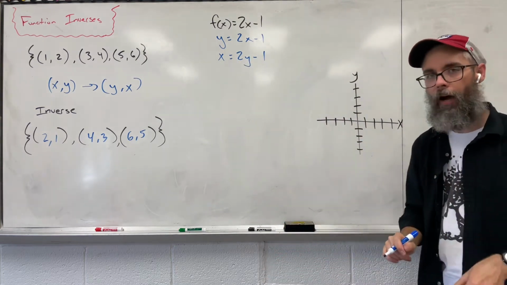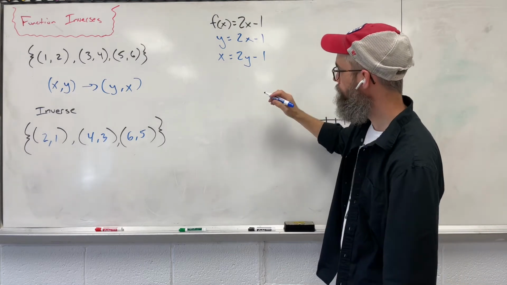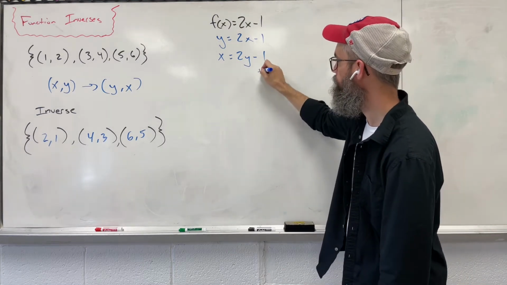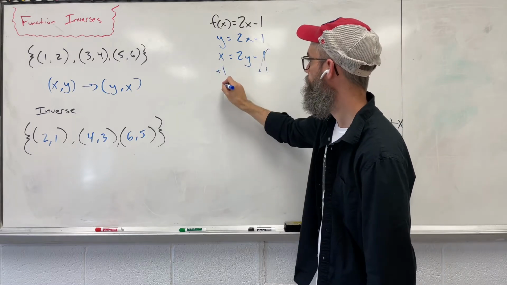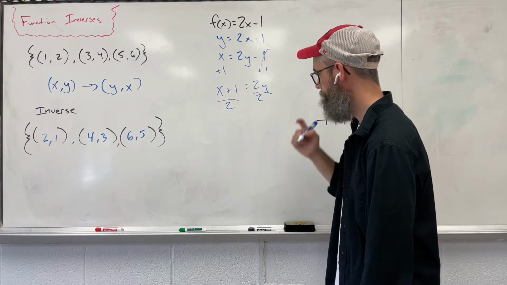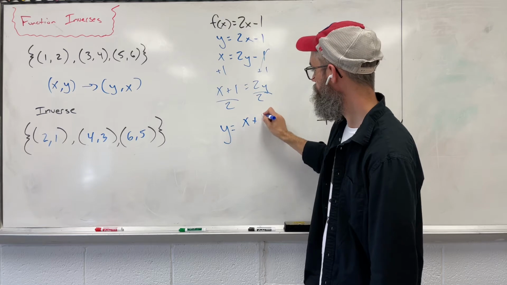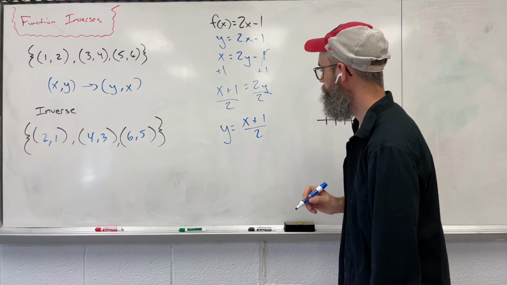Now solve for y. Get y alone. So I'll use any kind of inverse operations to get this by itself. So we're going to say plus 1, and then divide by 2. And you're left with y equals x plus 1 over 2.